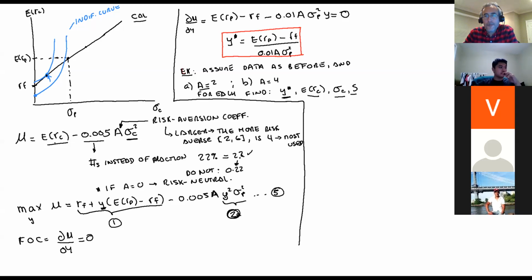Okay, so let's take a look. I do one and you tell me the other one, okay? So let's do A equals 2. My Y star, my optimal investment, is going to be, what was the expected return? 15 minus 7, divided by 0.01 times, okay, I will put the 4 at the end, times 4 times 22 squared, correct? Guys, agree? So we're writing the second example, right, where A is 4? Sorry, this is 2. You're completely right, A is 2. So what do we get?